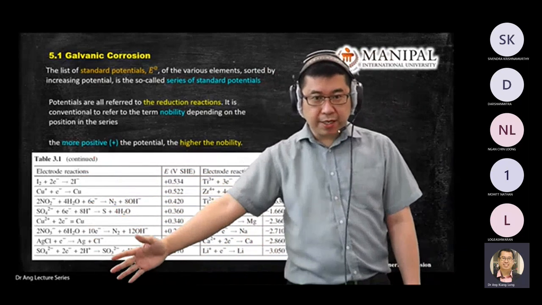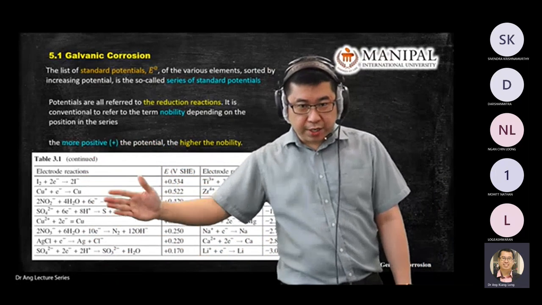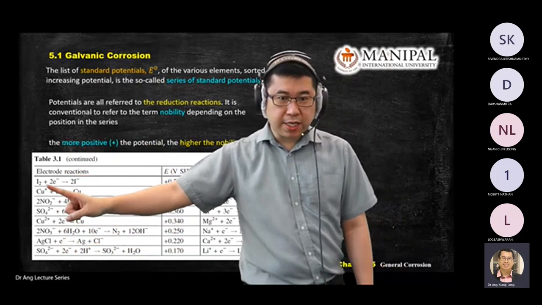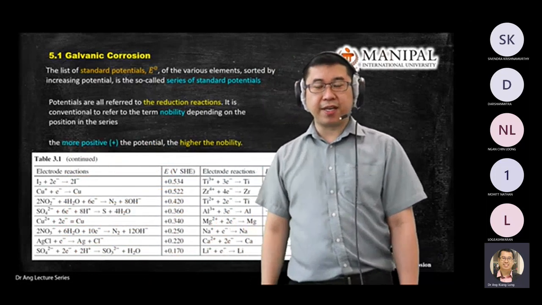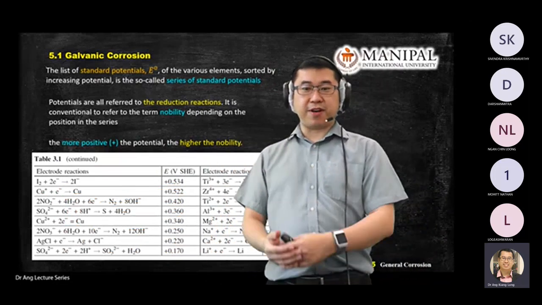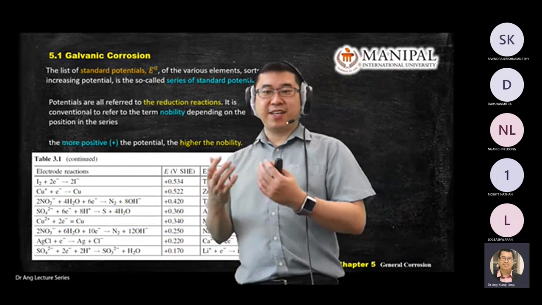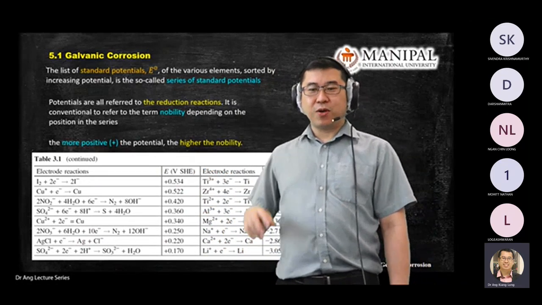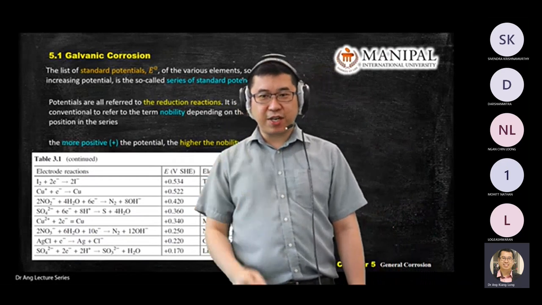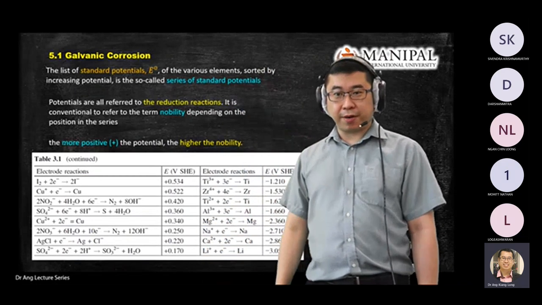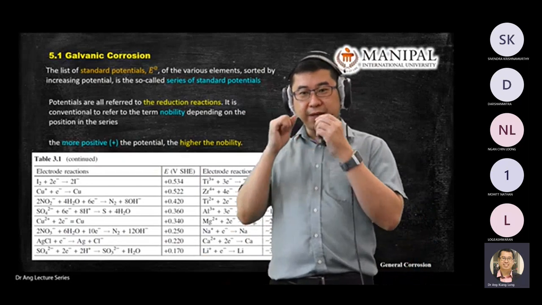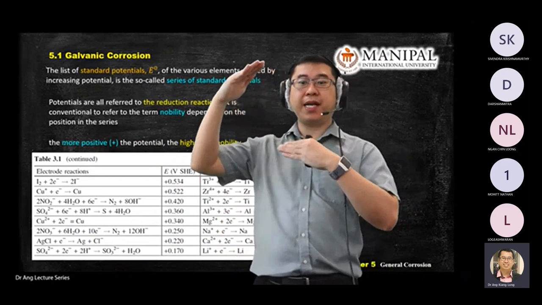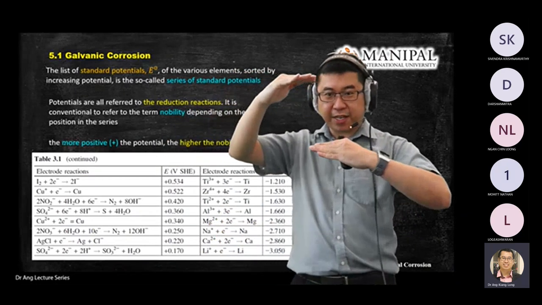So in the table, you'll see electrode reaction. Like what happened? Right, electrode reaction. So you'll see this one with plus e, what does it mean? It's the one that receives electrons. Okay. So there are two media here. One receives electrons, one gives electrons. So by looking at the mechanism of giving and receiving, you can estimate the nobility in the galvanic cell.